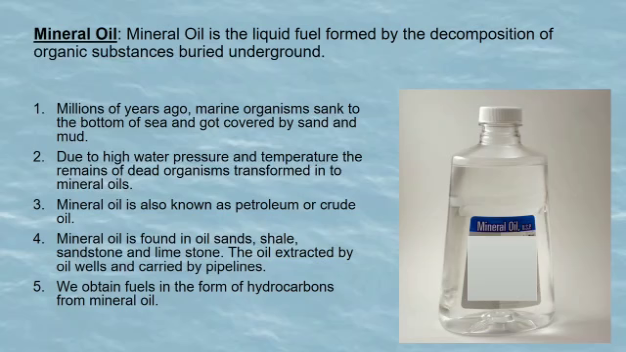The underground mineral oil is extracted through oil wells. Mineral oil is found mainly in oil sand, shale, sandstone and limestone at a depth of about 1000 to 3000 meters. Mineral oil is also known as petroleum or crude oil. It is greenish brown in color. Petroleum is a mixture of many compounds, mainly of the hydrocarbon type. It also contains compounds of oxygen, nitrogen and sulfur. Petroleum is extracted through oil wells and refined by fractional distillation to separate its components.